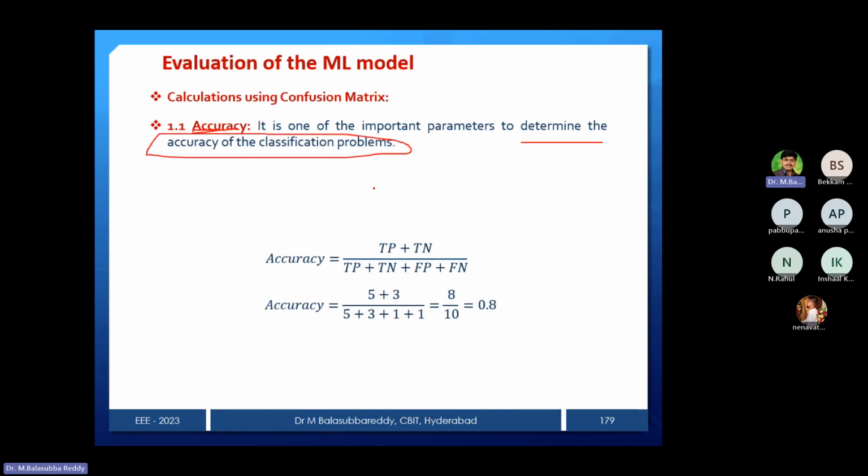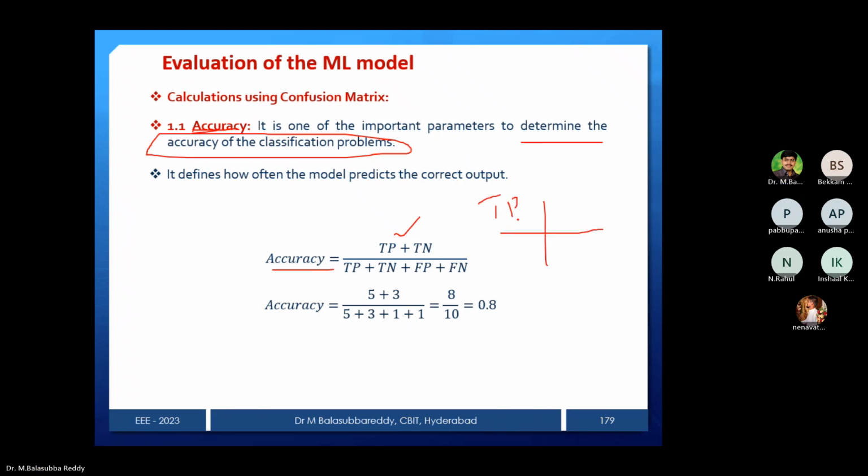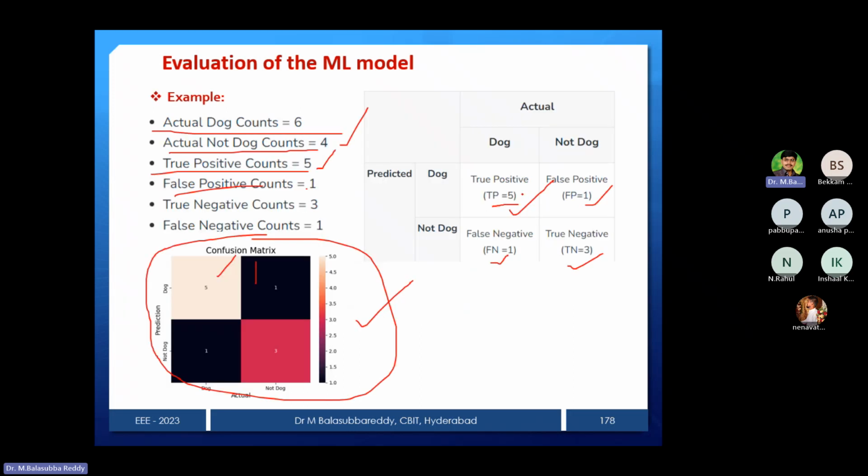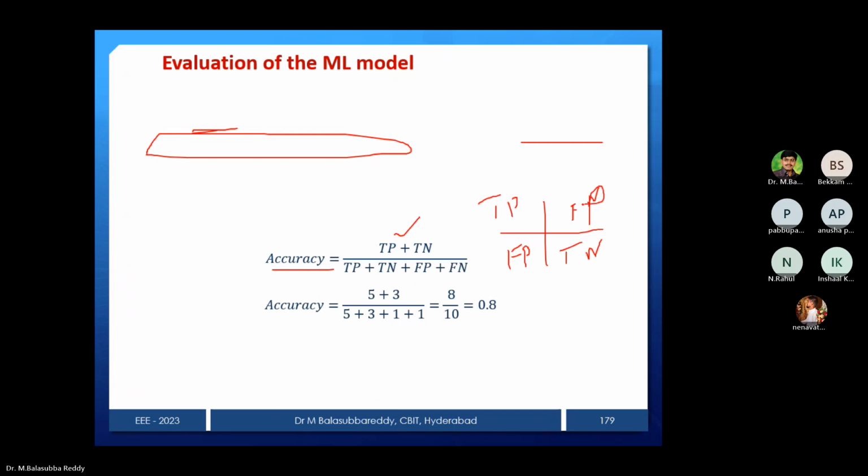What is accuracy? The formula of this accuracy: we have true positive, true negative, another one is false positive, false negative. You can see here from the previous one: true positive, true negative, false positive, false negative. This is the false positive. This one is a false negative. So this is the confusion matrix.